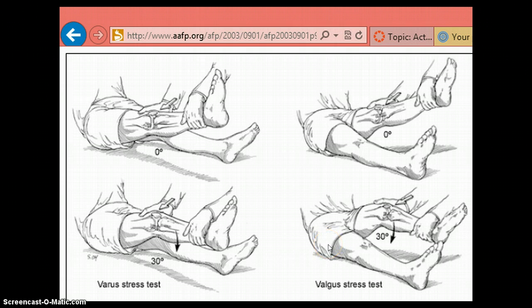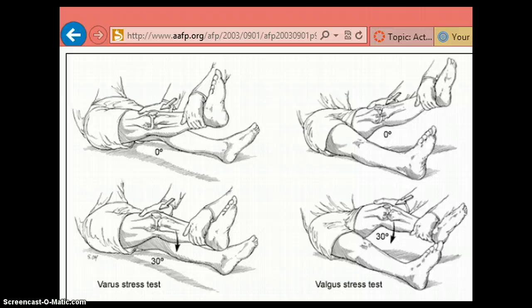Basically, what you do is you take your right hand and place it over the lateral side of the knee. You take your left hand and cup the lower shin. You push the knee with a valgus force, causing the MCL to stretch. If there's an MCL tear, you will see laxity in this area. You should perform this test at 0 degrees and at 30 degrees to check for laxity or gapping within that joint.